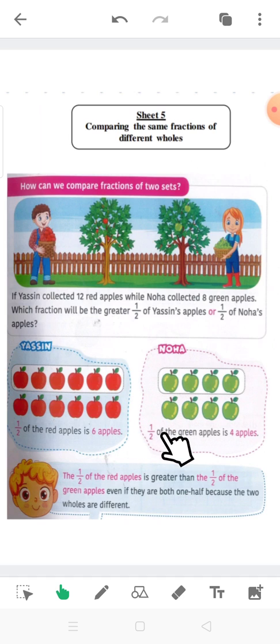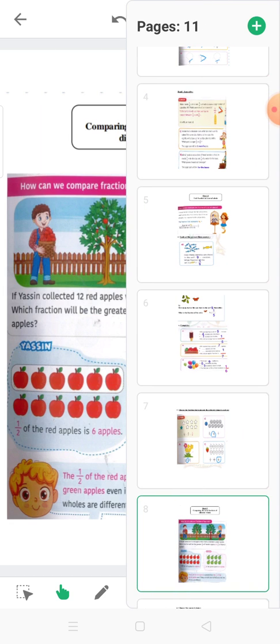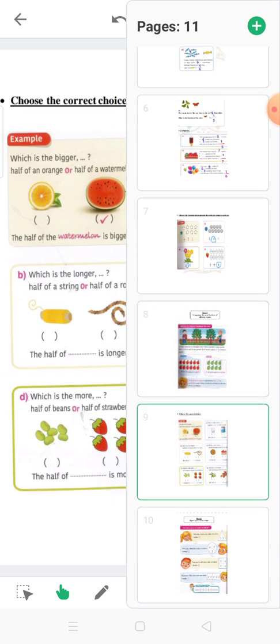Then Noha takes half of the green apples, which are 4 apples. So which is bigger? Okay, what does Yasin have? 6. And what does Noha have? 4. So half of the red apples is greater than half of the green apples, even if they are both 1/2, because the two wholes are different. The two wholes are different in numbers. Okay, let's see the next.